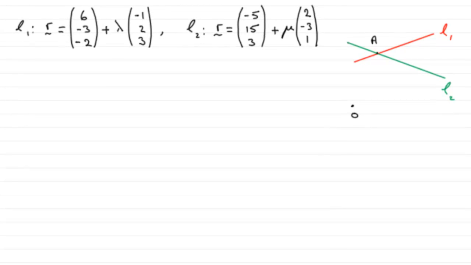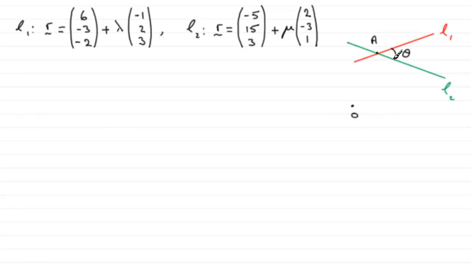Now, we've already seen that these two lines L1 and L2 in the previous part intersect at a point A. And in this part of the question, it's asking us to find the acute angle between the lines L1 and L2, giving our answer to the nearest 0.1 of a degree. Well, let's suppose that this is the angle, theta. Okay, let's say it's that.